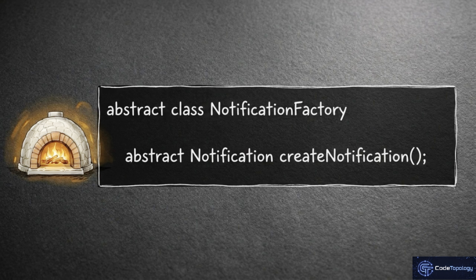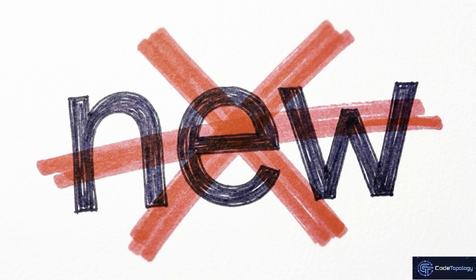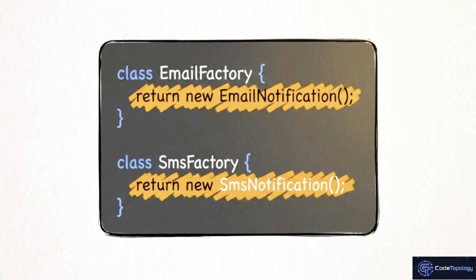Step 3. Moving to the creation side, we define the abstract notification factory. This class contains a single overwritable hook, the factory method itself. This specific class centralizes all construction. By forcing creation through this single abstraction, we effectively banish the new keyword from the client's vocabulary. Step 4. We define the concrete creators. The email factory and SMS factory extend the base class, each overriding the hook to return their specific implementation.